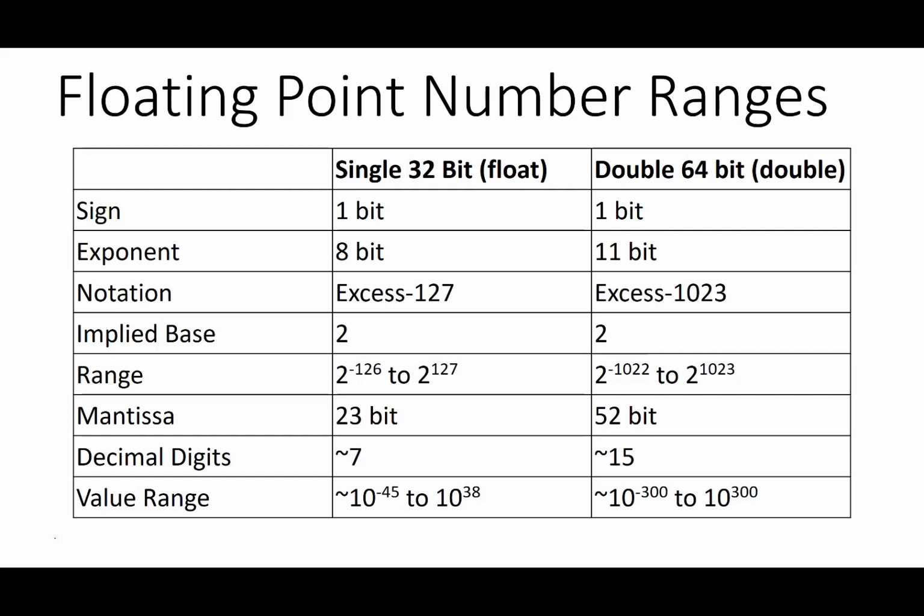And the decimal digits that these can reasonably represent are, for the 32-bit, approximately 7, and for the 64-bit, approximately 15. And then the value range for the 32-bit would be 10 to the negative 45th to 10 to the 38. So this is the approximate value range that we can represent with these notations. And the 64-bit is approximately 10 to the negative 300 to 10 to the 300.